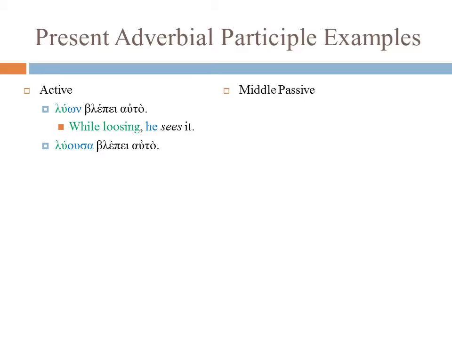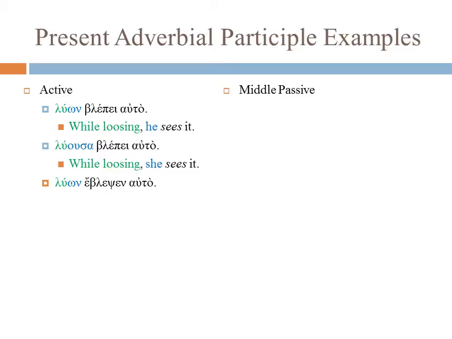This usa, however, tells us feminine, always. So we get lu usa blepe ata, and we get while loosing, she sees it. Now, this is an adverbial phrase, right? While doing something, while loosing. The idea here is it happens at the same time, and we're going to use the ing not only because English uses the ing for present. We're using it for continuous, while loosing, a continuous action.